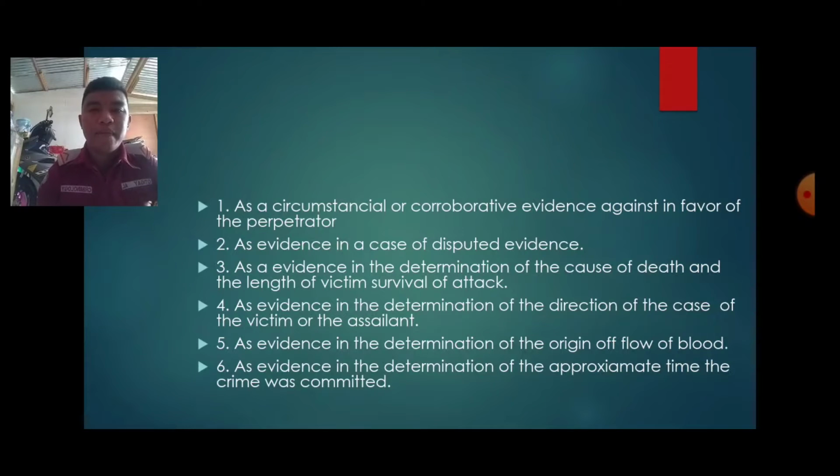Number five is as evidence in the determination of the origin of the flow of blood. The last one, number six, is as evidence in the determination of the approximate time the crime was committed.